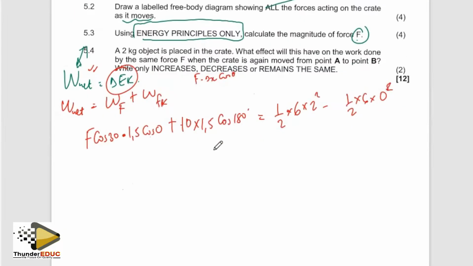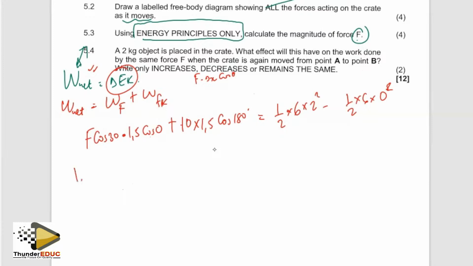So 1,5 cos of 0 is going to give me the same 1,5. Then when I multiply it by the cos of 30, 1,5 cos of 30, that is going to give me 1,299. This is going to give me a negative 15, because of the cos of 180. Let me just write this out nicely.